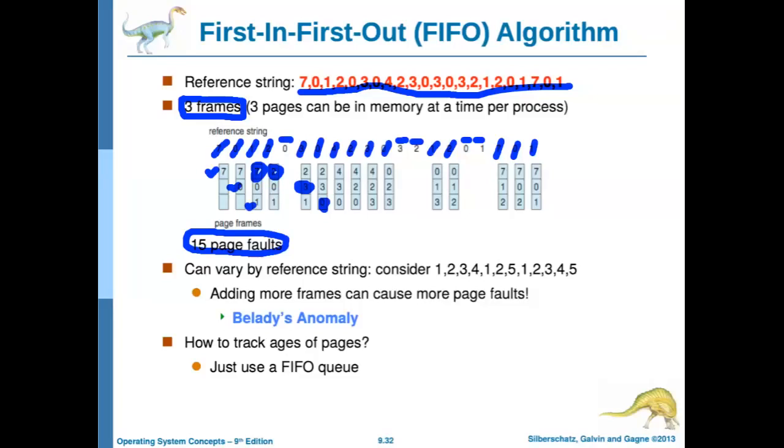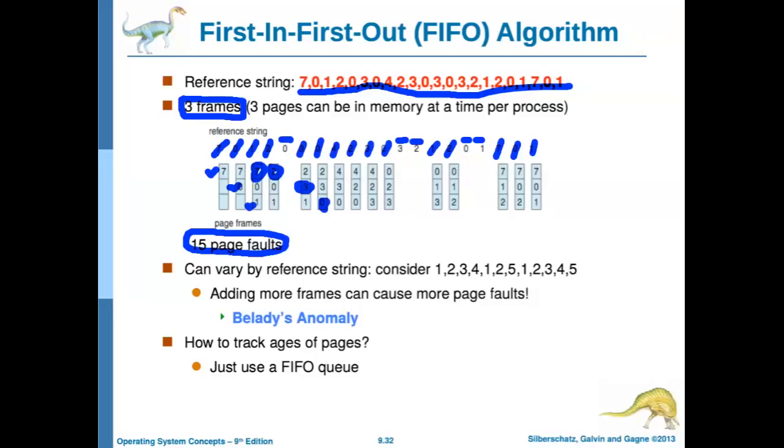So this is a very simple thing. The page which is loaded first will be selected as the victim. That is the punchline for this FIFO algorithm. Okay. So how to count the page faults? That is important.